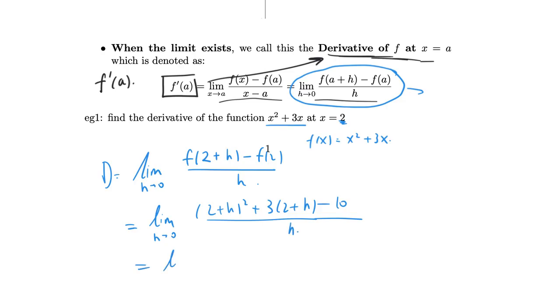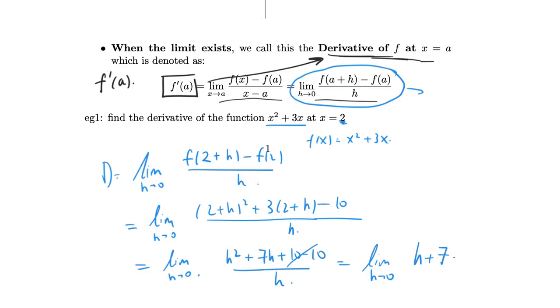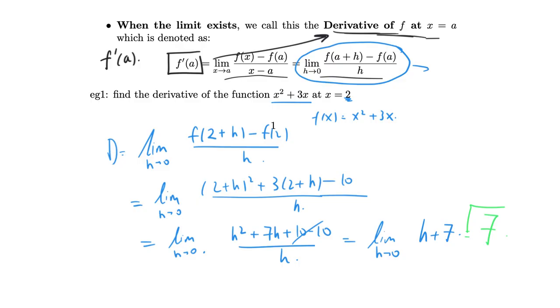And then what we could do is collect like terms, and we can get h squared plus 7h plus 10 minus 10 over h. And this then we can simplify. So we are finding an equivalent fraction, right? And this is h plus 7. Now as h tends to 0, we can just substitute here. This is equal to 7. Now, this then is the derivative of the function x squared plus 3x at x equals 2.